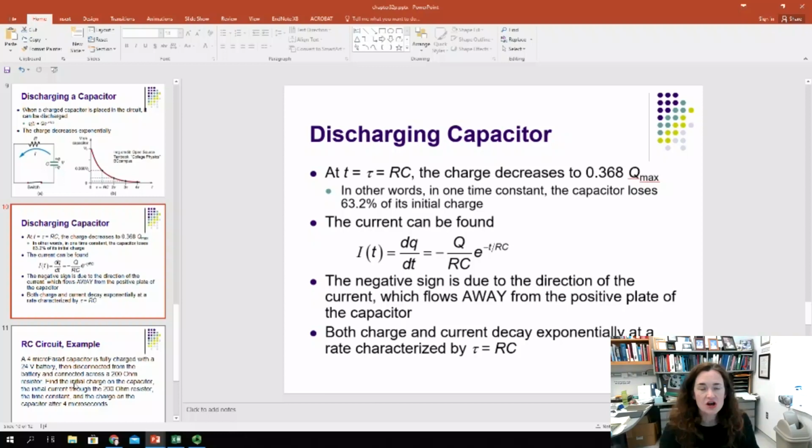Here, since our charge on a capacitor plate is decreasing, both the magnitude of the current and the magnitude of the charge decrease exponentially. So at our time constant, tau equals RC, the capacitor has lost 63% of its initial charge. So both the charge and the current decay are characterized by that time constant.